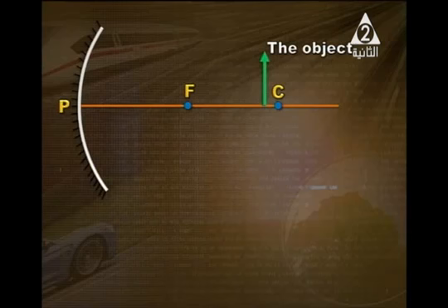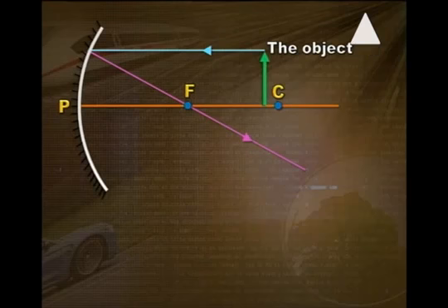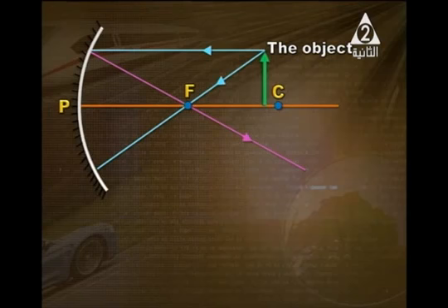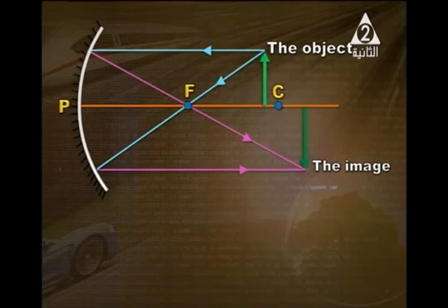The object will send the first light ray, which is parallel to the principal axis. This light ray will reflect after hitting the concave mirror, passing through the focus. Another ray sent by the object, which is passing through the focus, reflects parallel to the principal axis. At the point of intersection of the two reflected rays, we find the image.